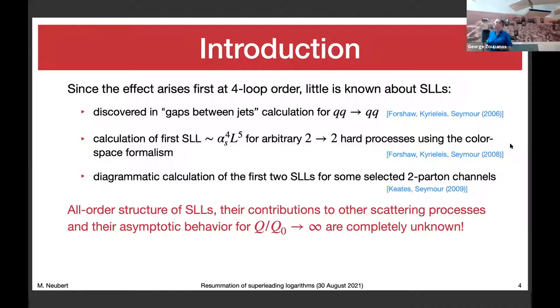No more is known. The all-order structure of these terms, how they contribute to other processes, 2 to n, let's say, and also the asymptotic behavior. Like in the Sudakov case, we have double logarithmic corrections, but we know that when we resum them, we get something that is extremely well behaved because essentially they go in the exponent with a minus sign. So for large Q, they drop off very quickly. Here, the asymptotic behavior was completely unknown.